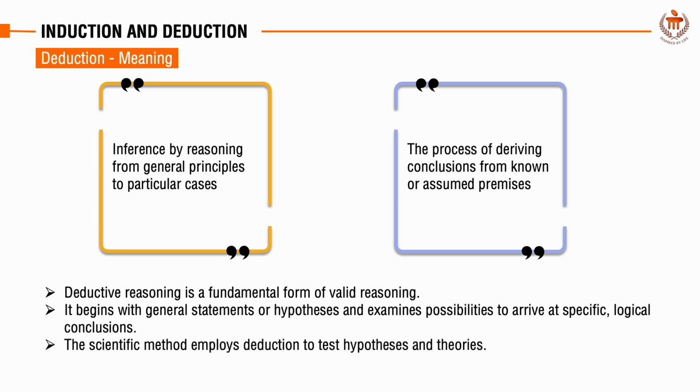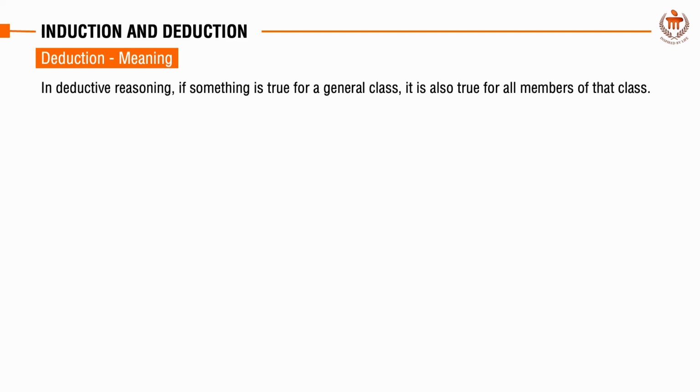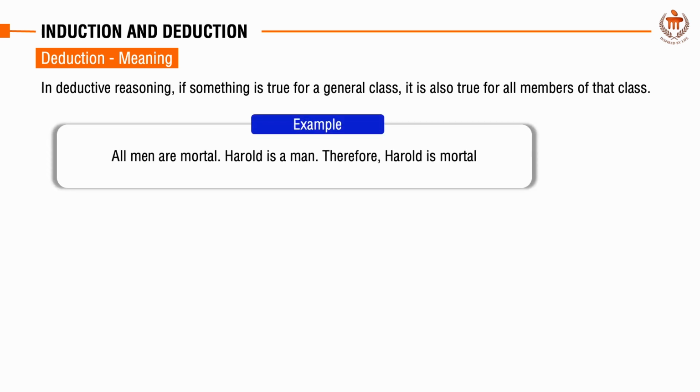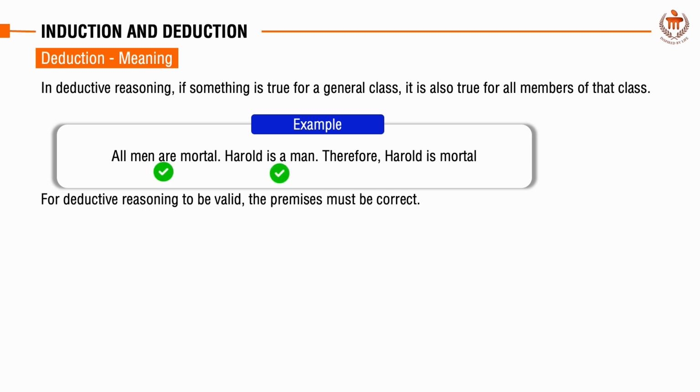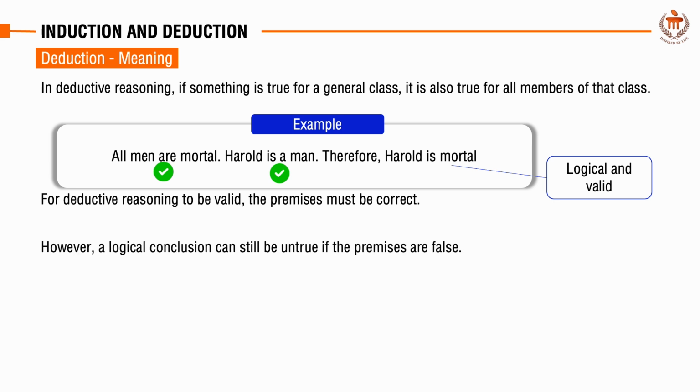The scientific method employs deduction to test hypotheses and theories. In deductive reasoning, if something is true for a general class, it is also true for all members of that class. For example, all men are mortal. Harold is a man, therefore Harold is mortal. For deductive reasoning to be valid, the premises must be correct. In the above example, the premises all men are mortal and Harold is a man are true, making the conclusion logical and valid. However, a logical conclusion can still be untrue if the premises are false.